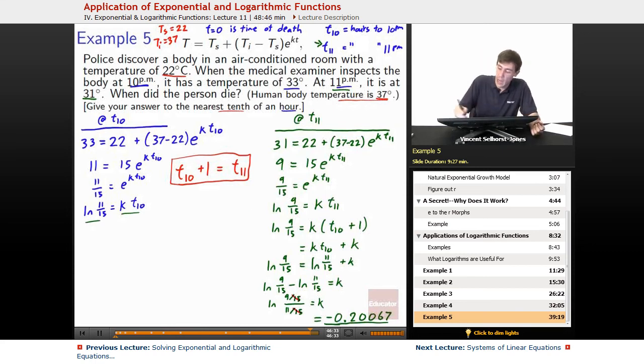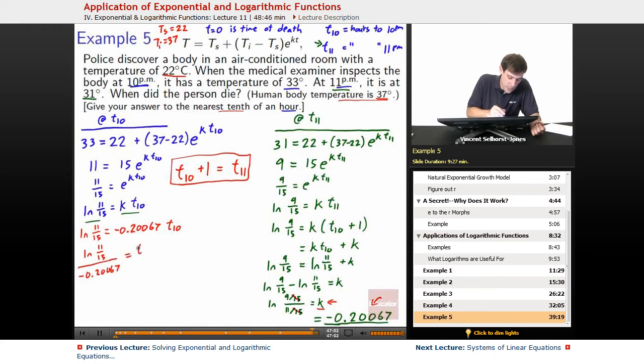Great! That means we can now take this piece of information right here. We know what k is. We slot that in over here. We've got natural log of 11 over 15 is equal to negative 0.20067 T10, sorry, I accidentally wrote an extra 0. We divide by that. We've got natural log of 11 over 15 divided by negative 0.20067 equals T10.